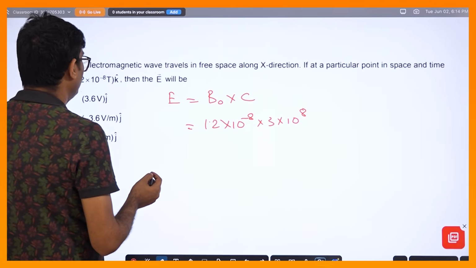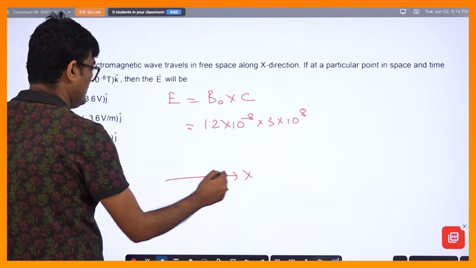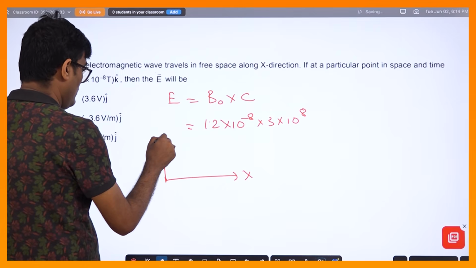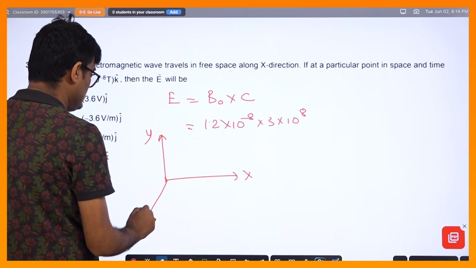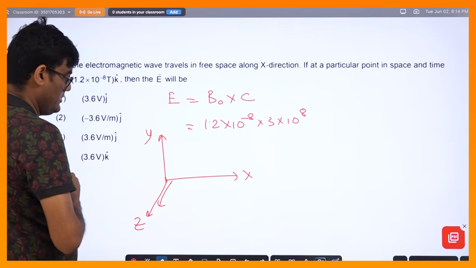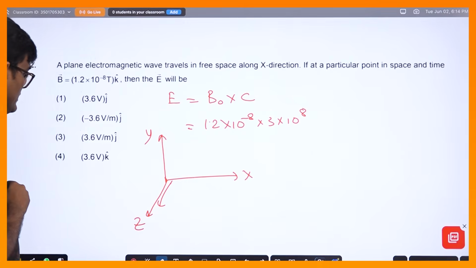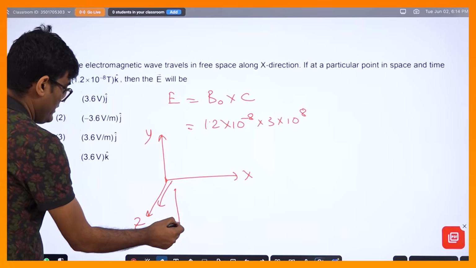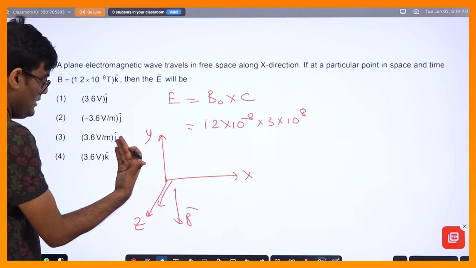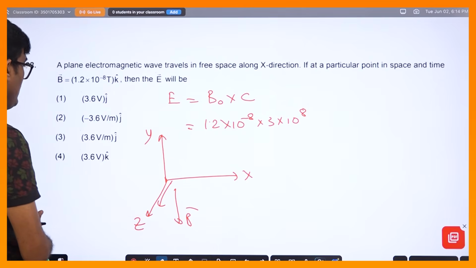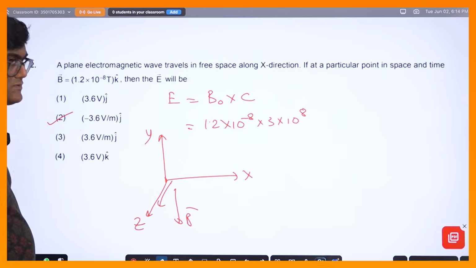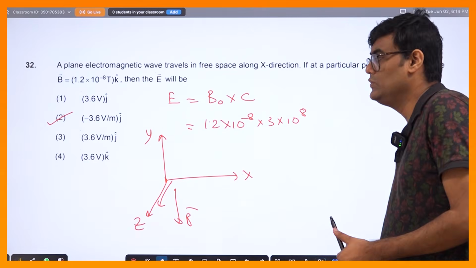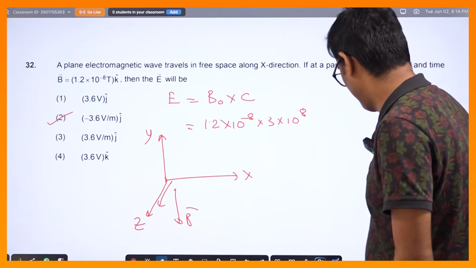If the wave is traveling along the x-axis, suppose xyz, the electric field is along this direction. So you must know that E cross B, so the B vector will be this one, so that E cross B will be along the x-axis. So minus J cap is the correct answer for this question. Option 2 is the correct choice, right? Because E cross B is the direction of the wave.